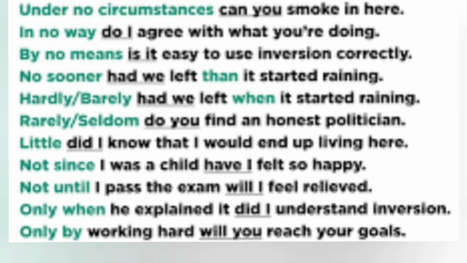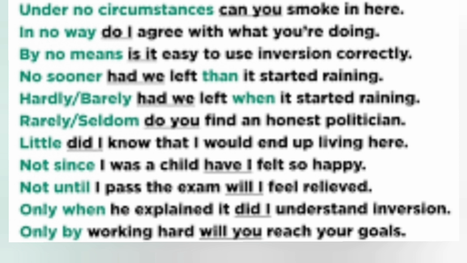We can have also little. Example: little did I know that I would end up living here. And also not since. Example: not since I was a child have I felt so happy. We can have also not until. Example: not until I pass the exam will I feel relieved.